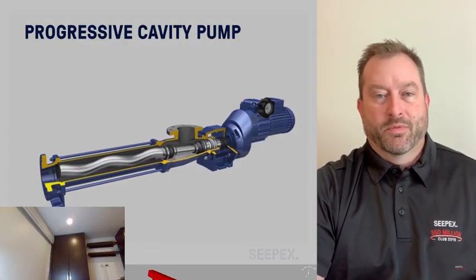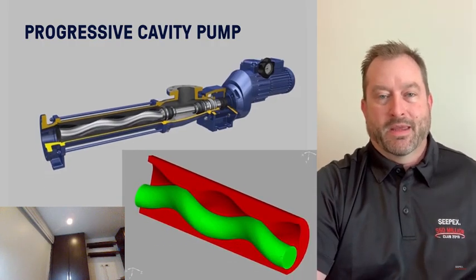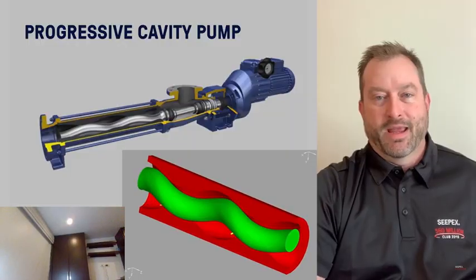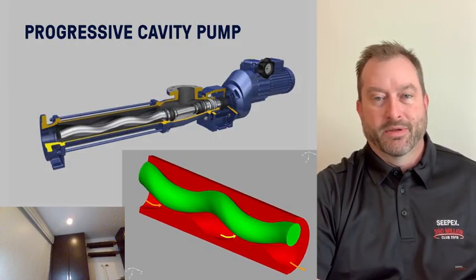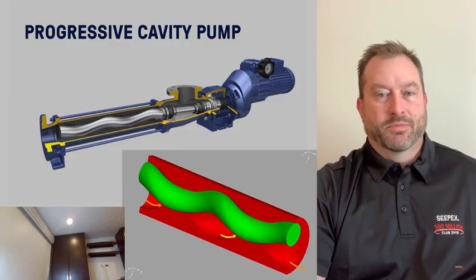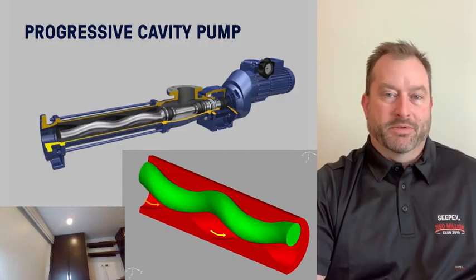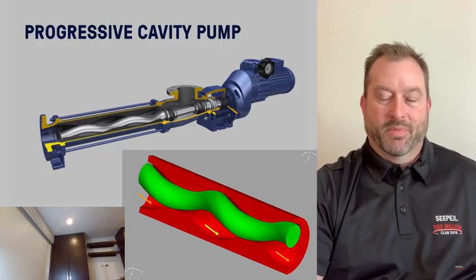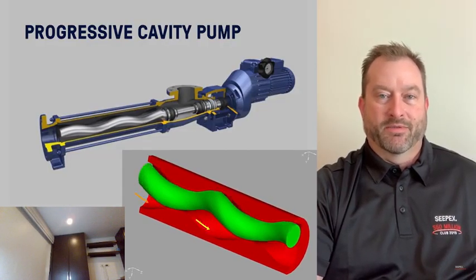They actually form a cavity, and as the pump rotates, the cavity spirals from one end of the pumping element to the other. So you can say that cavity forms. As the pump rotates, it spirals, it actually progresses down the length of the pumping element, which is why it's called a progressive cavity pump.